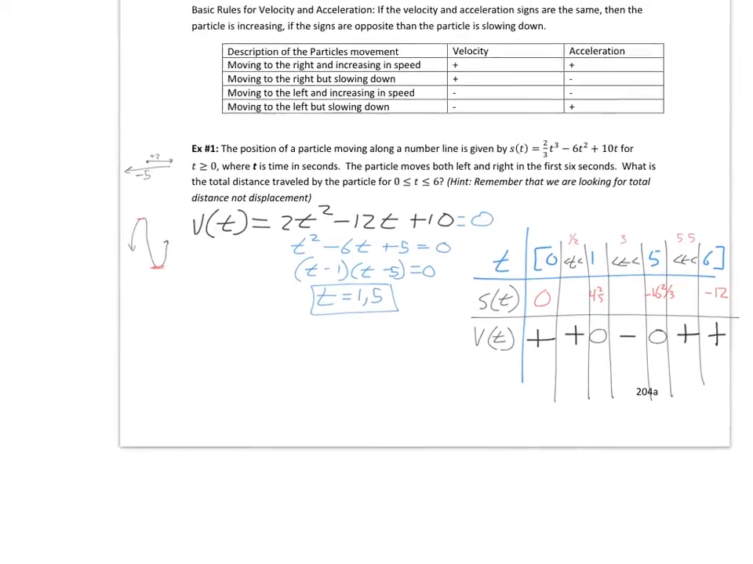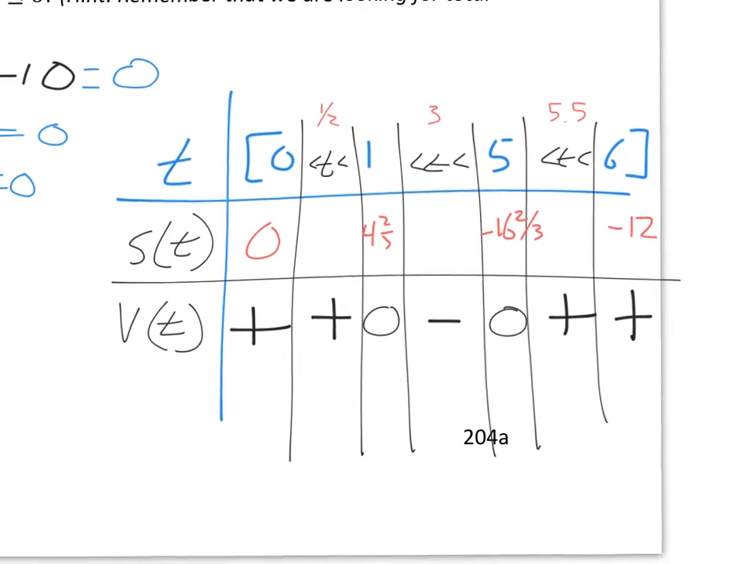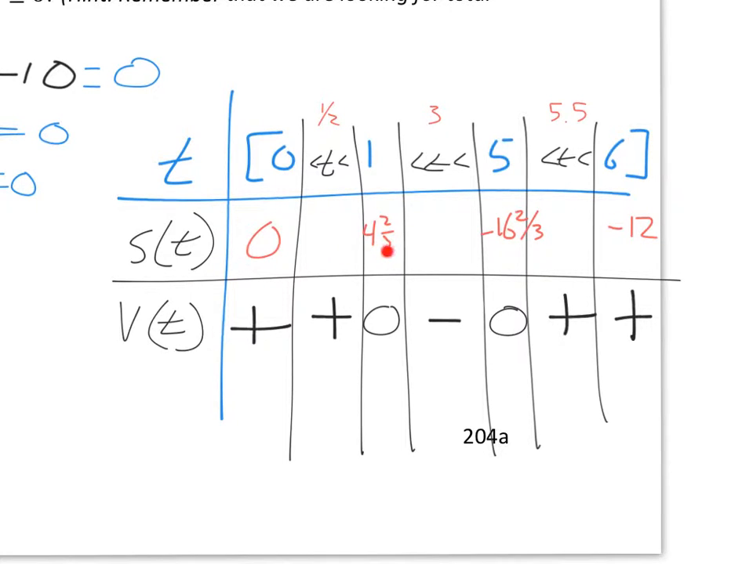Okay. Now remember, I want the total distance. What is the total distance traveled by the particle? Well, this is like saying I went 4 2/3 to the right. Then from that point, from 4 2/3 to the right, I went to negative 16 2/3 to the left. So I need to know the total distance covered there. And then from negative 16 2/3, I went to negative 12 to the left. So I need the distance in between each of these numbers, and I'm going to add those all up. That's how we're going to get our answer.